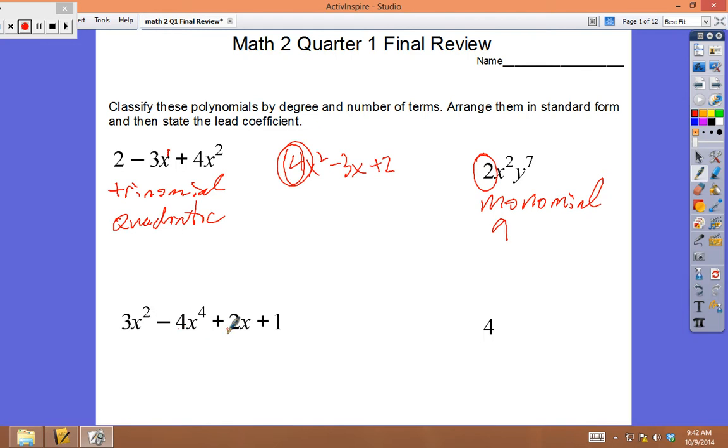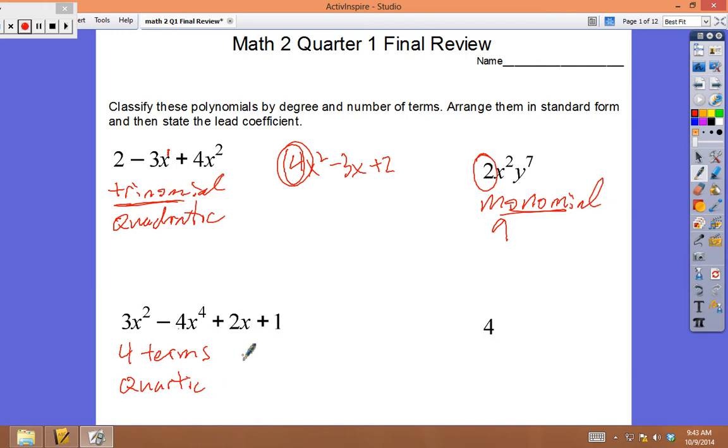This one, there are 4 terms. So monomial is 1 term, trinomial is 3 terms, binomial is 2 terms, but none of these have 2 terms, and if it's just 4 terms, there's no special name, so just call it 4 terms. The degree, the biggest degree is 4, which is a quartic.